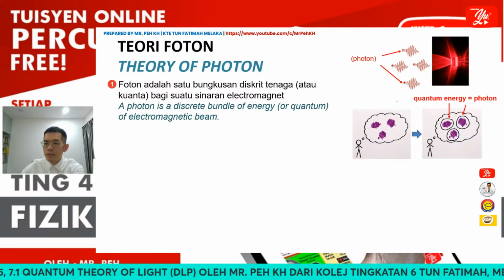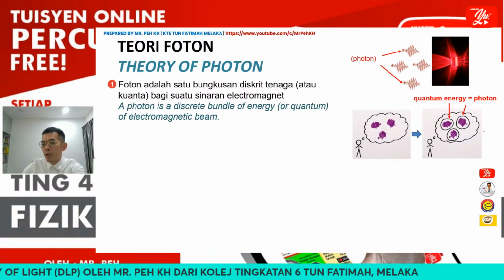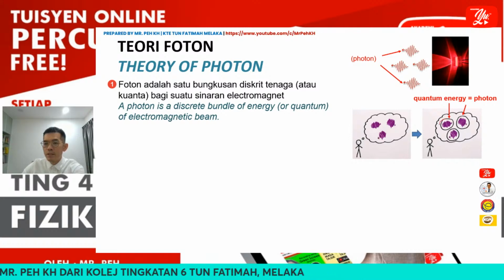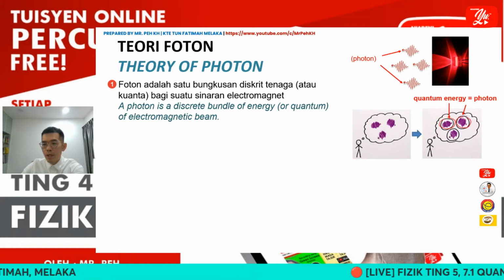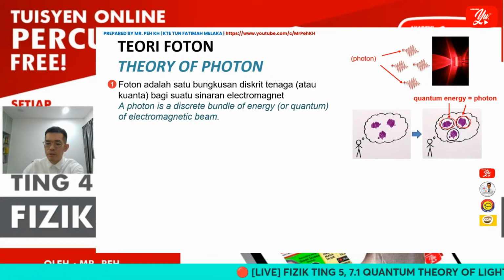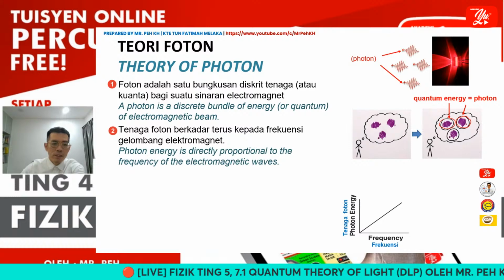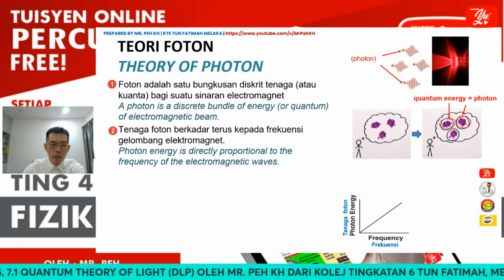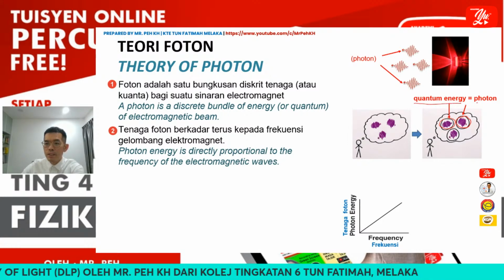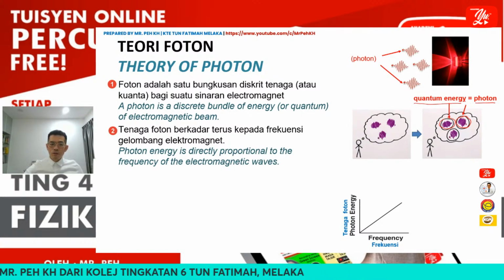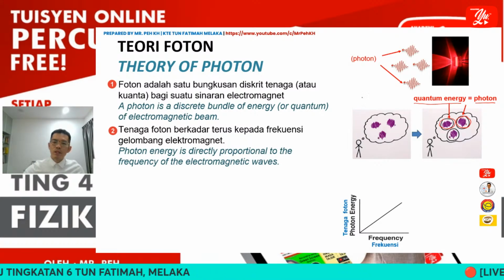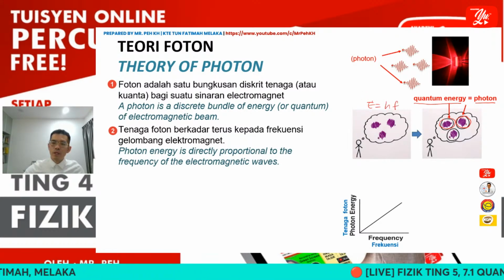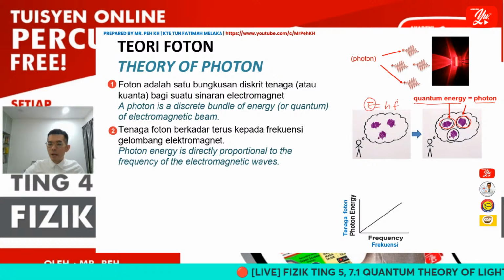So you can look at this figure, which is similar to the learning standard 2 I showed you just now. This is the discrete bundles of energy, which is actually represented as a photon. The photon energy is directly proportional to the frequency of the electromagnetic wave, as the quantum energy is the same as the photon energy. Just now we have a formula where E equal to hf. Therefore, the photon energy will be directly proportional to the frequency of light.